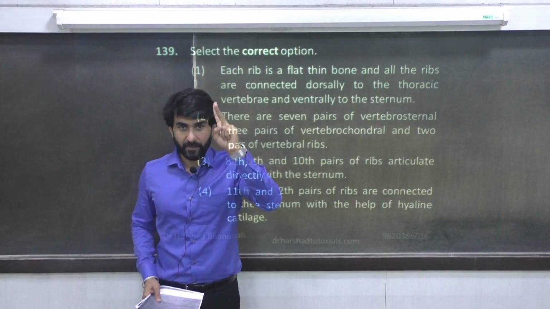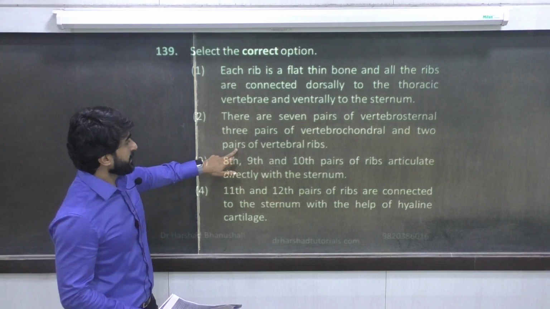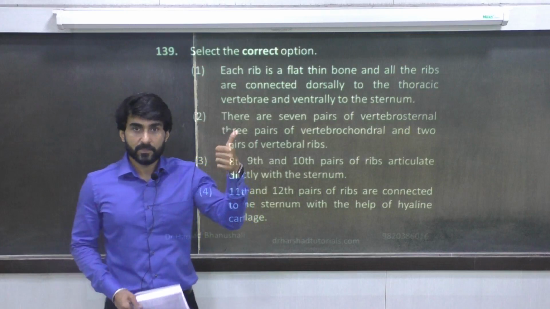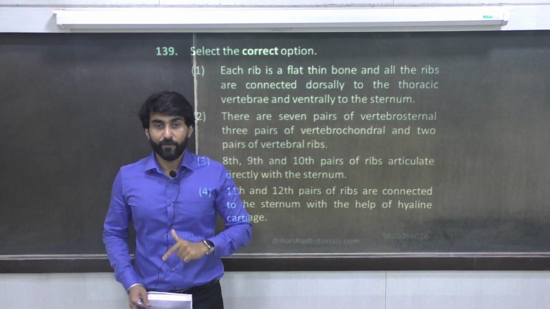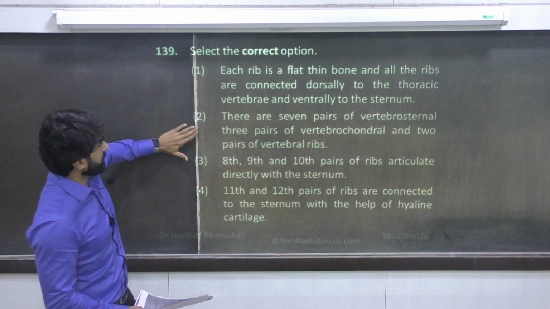The 11th and the 12th pair of ribs are called as floating ribs because they start from the vertebral column but they don't reach up to the sternum. So they are the vertebral ribs. So 3 types of ribs. First 7 pairs are vertebrosternal ribs. 8, 9, 10th are called as vertebrochondral ribs, also called as false ribs. 11th and 12th are called as floating ribs or vertebral ribs. That is your option number 2. So question number 139, the correct answer would be option number 2.